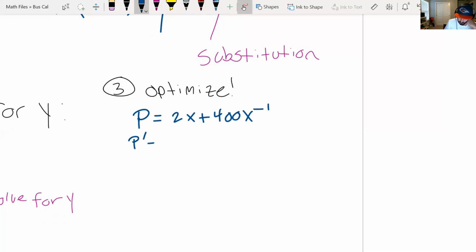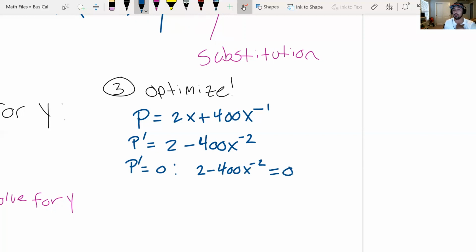this means that P prime is 2 minus 400x to the negative 2. Then, after you take the derivative, you set it equal to 0, which means you get 2 minus 400x to the negative 2 equal to 0, and we solve for x. So I'll take 400x to the negative 2 and add it to the right. 2 equals 400, and at the same time, I'm going to take that x and flip it to the denominator. I get 400 over x squared.